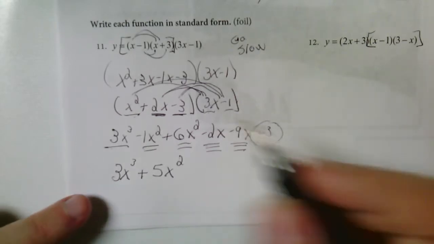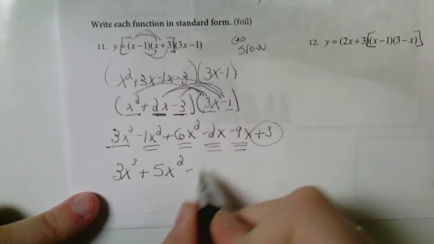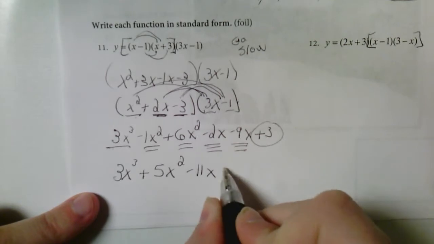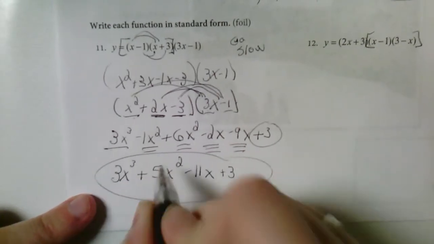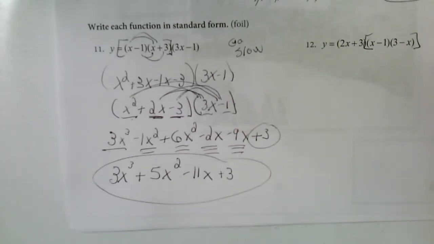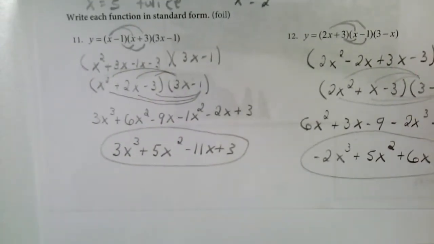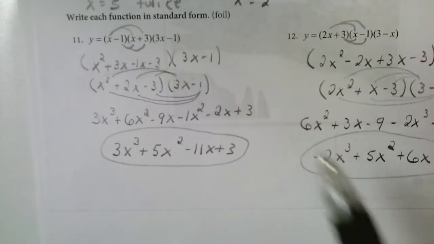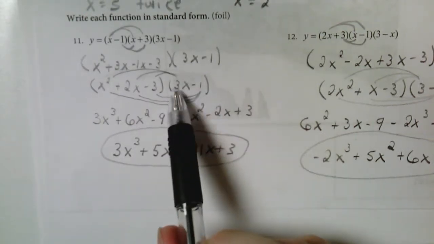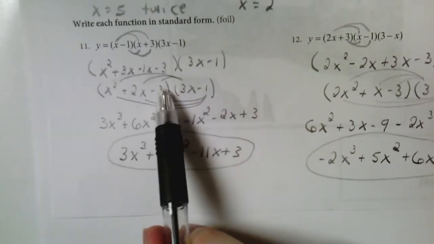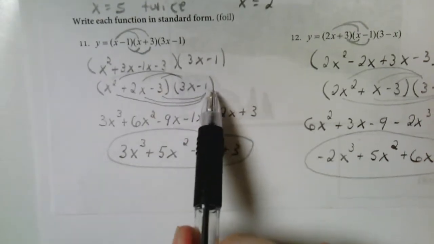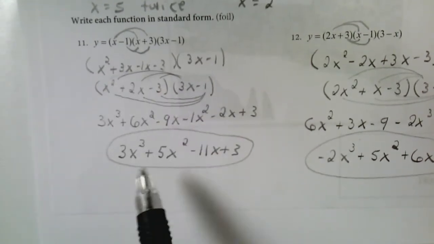If I keep going, 2 and 9 would give you 11, and then the plus 3 is the only one of its kind to get you to your final answer. I will say that in the answer key, I kind of did it the other way, just because sometimes it's a little more organized to think that you're taking a 3x and multiplying it by each of these pieces, and then taking a negative 1 and multiplying it by each of these pieces. It doesn't really matter which order you go in.